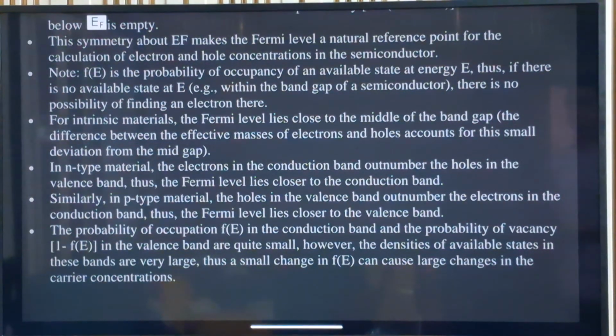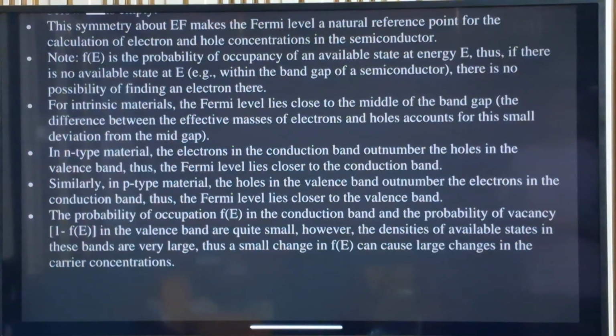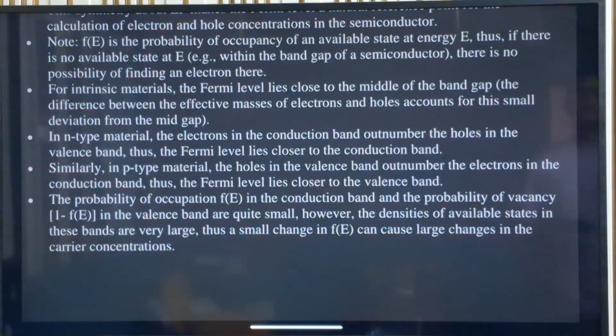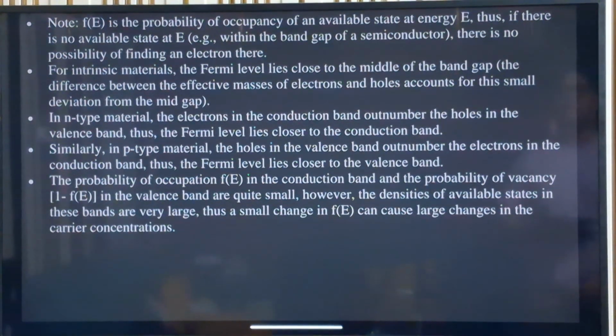Now, note that F is a probability of occupancy. Thus, if there is no available state at E, there is no possibility of finding an electron there. For intrinsic materials, the Fermi level lies close to the middle of the band gap. The difference between the effective mass of electrons and holes accounts for this small deviation from the mid gap. In n-type materials, the electrons in the conduction band outnumber the holes, thus the Fermi level lies closer to the conduction band. Similarly, in p-type materials, the holes in the valence band outnumber the electrons, thus the Fermi level lies closer to the valence band.